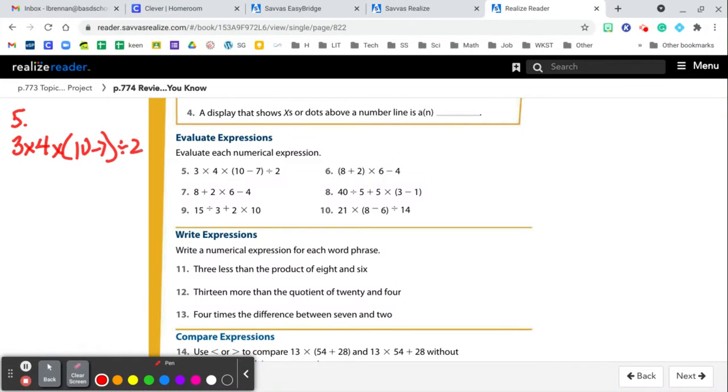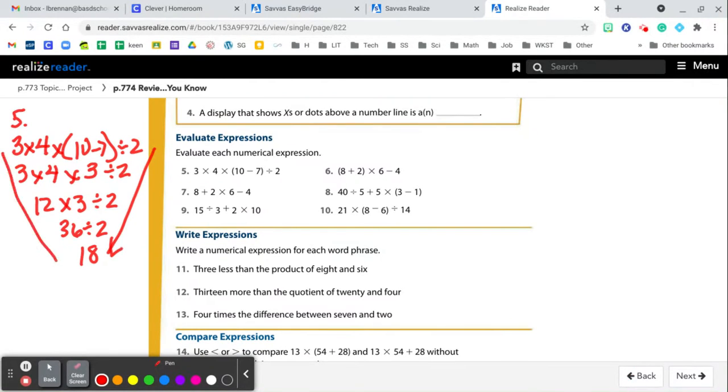We do what's inside the parentheses first. So now we have 3 times 4 times 3 divided by 2. And we do multiply, divide from left to right. So we'll have 12 times 3 divided by 2. And we have 36 divided by 2. And our final answer is 18 for number 5. And it will look like that. You'll go from the numerical expression all the way down to the answer.